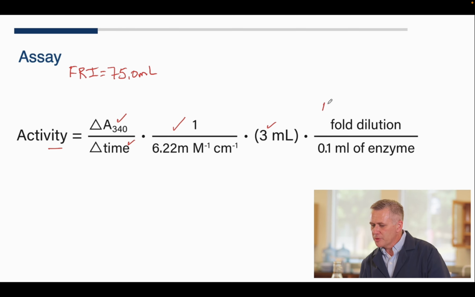And then for FR1, it was pretty concentrated, so we need to do a 1 to 160 dilution, as we just talked about. And so again, we were putting in 0.1 milliliters of the enzyme, that was our GOT. So all of those will help us calculate the activity for these. All right, and so the activity is again in micromoles per minute per mil. So how do we do this?